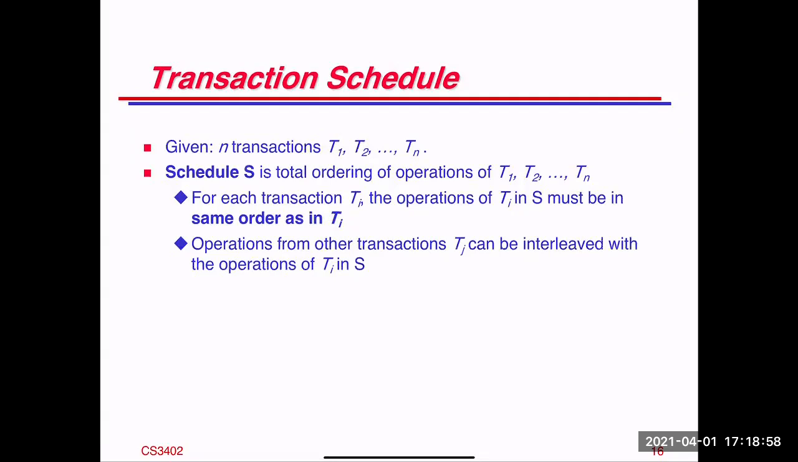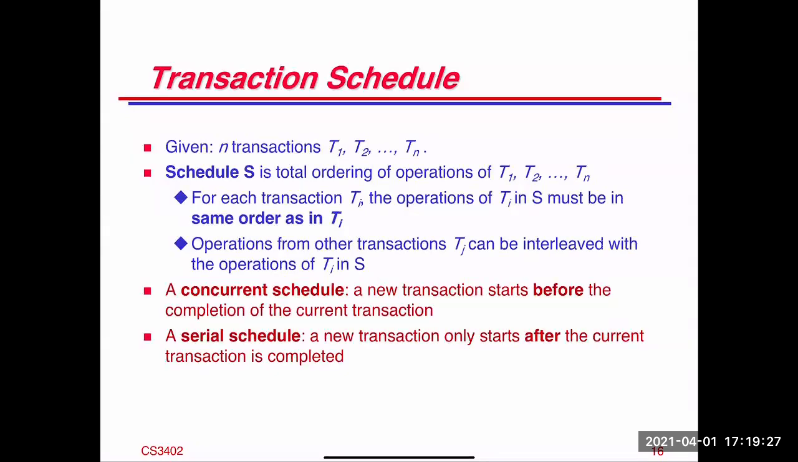But what I can do is interleave the operations of different transactions, right? Operations from other transactions, Tj, can be interleaved with the ones from Ti in the schedule. Maybe I first do a read for transaction T1, and the next operation would be a write for some item in T1, but maybe I first do a read of some item for transaction T2. Okay, so that's perfectly possible in a schedule.